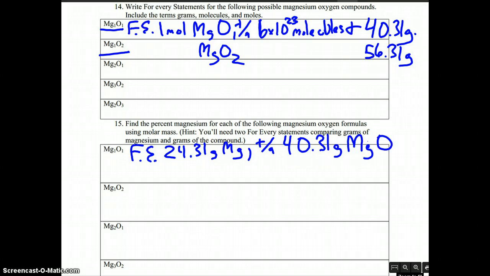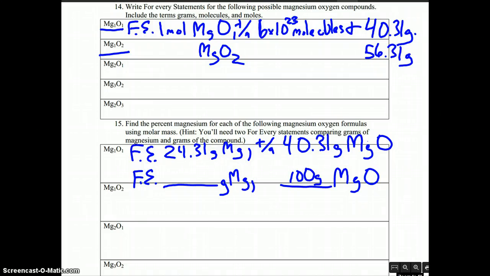For every 24.31 grams of magnesium, there are 40.31 grams of MgO. All right, and we're comparing this based on 100. So I'm going to have 100 here. Blank grams Mg. And again, 40.31 is about 2.5.